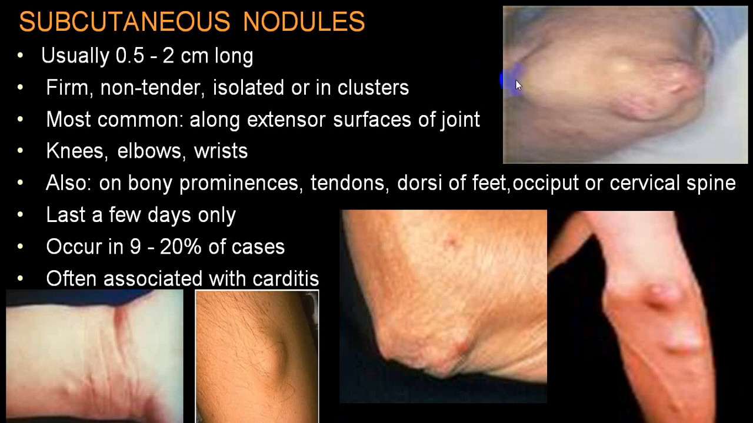You can see these big nodules at extensor surface of elbow, very typical, and you can see even at wrist. These are even at wrist nodules, and they disappear within few hours to days. Very rarely it will last for a longer days.